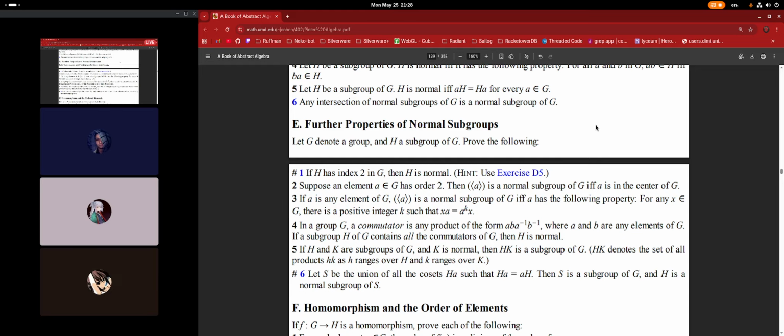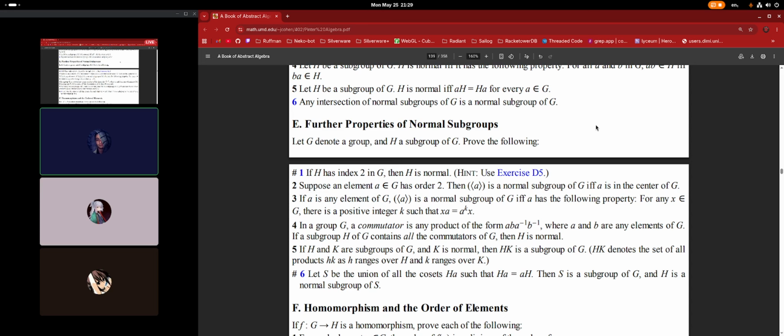Commutator. What the heck is that? It's any product of this form, where A and B are any elements of G. If a subgroup H of G contains all the commutators of G, then H is normal. Contains all the commutators.